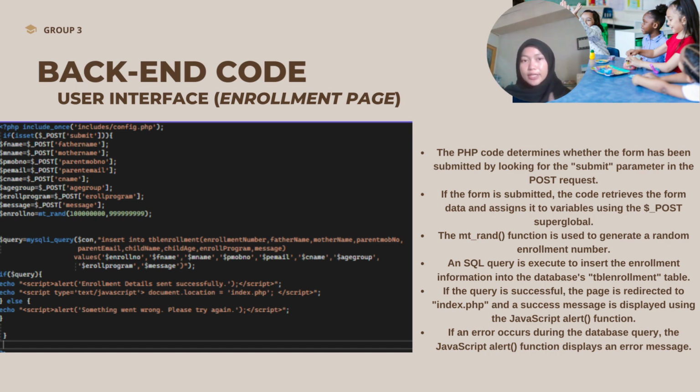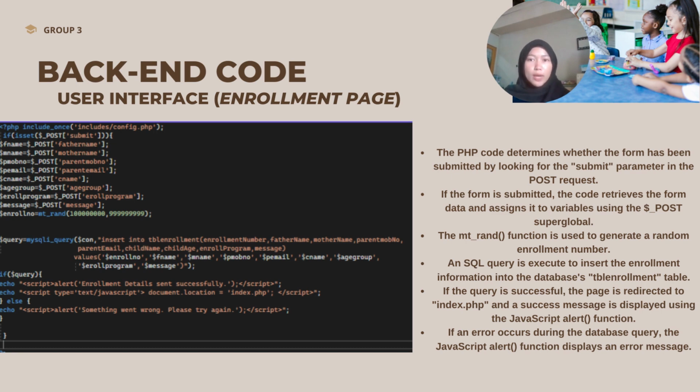So firstly, the user interface. I will show you the example of the enrollment page. As you guys can see there, this is the PHP code that is used to process form data for the enrollment submission. It contains the configuration and database connection details. The PHP code determines whether the form has been submitted by looking for the submit parameter in the POST request.